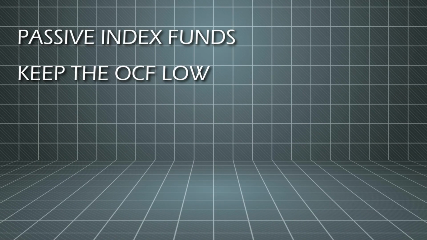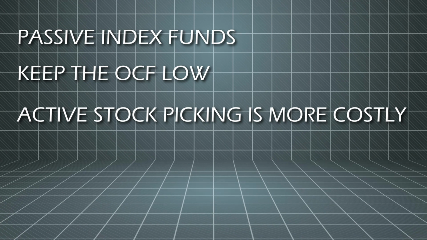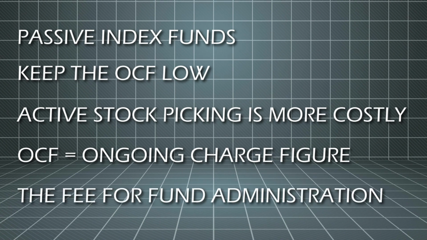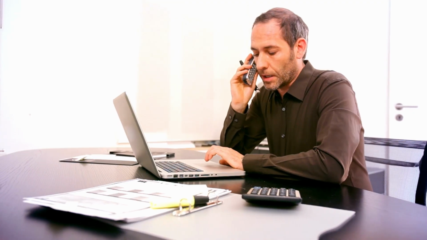My portfolio consists of 3 passive index ETFs, exchange traded funds. I choose passive funds as this keeps OCFs low, as I don't then have to pay someone to pick stocks and change proportions on my behalf. The OCF, or ongoing charge figure, is the fee that you pay the fund manager for its administration. You might also see TER, which stands for total expense ratio, which is the same thing.